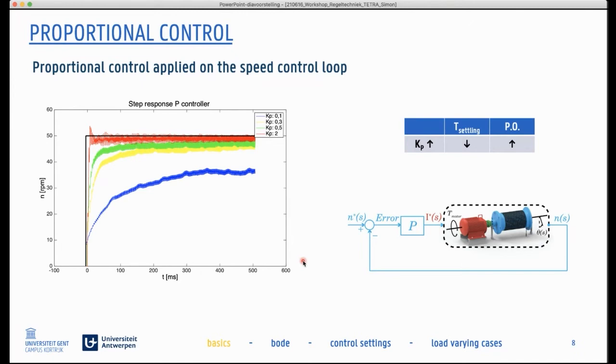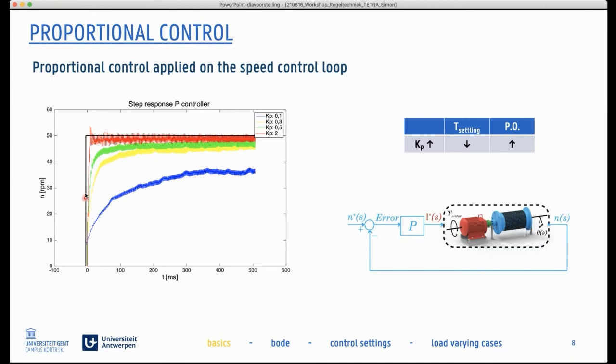However, we also see something very striking, and that is no matter how high we put our gain, we never actually reach the speed of 50 rotations per minute. So that's a problem. We can increase the gain, it goes quicker and quicker, but we can increase it so much by 2. So an error of 1 rotation per minute will result in 2 amps.